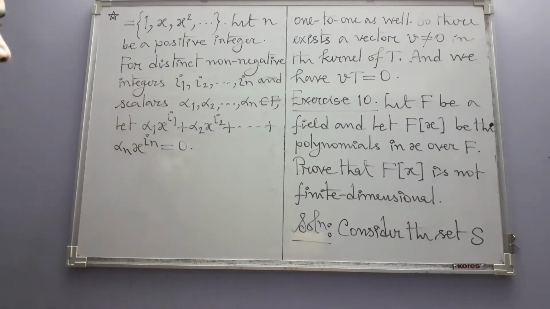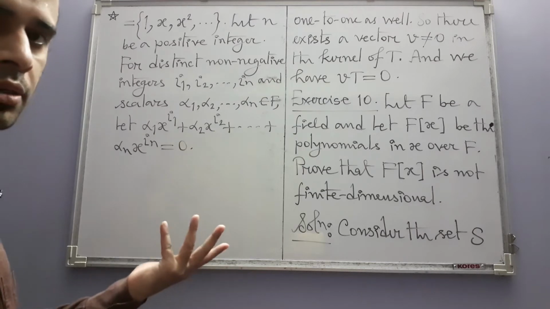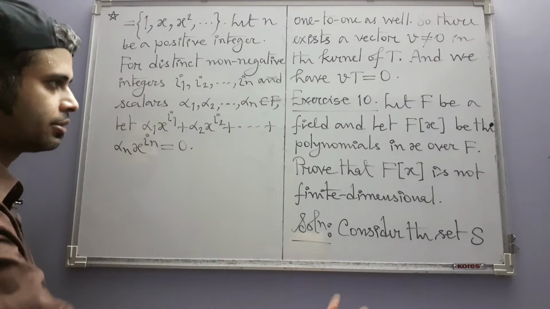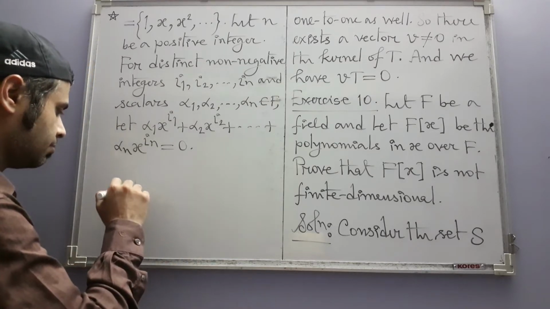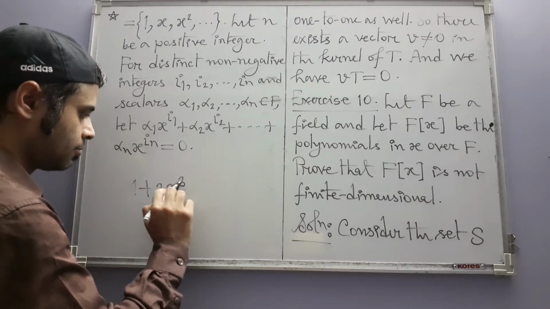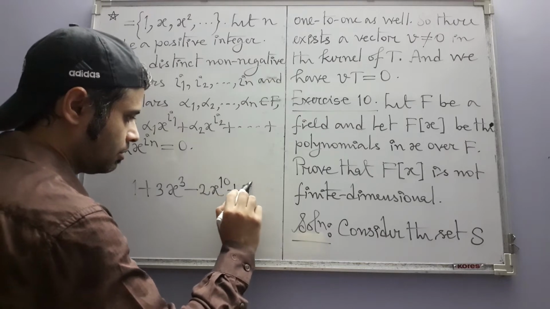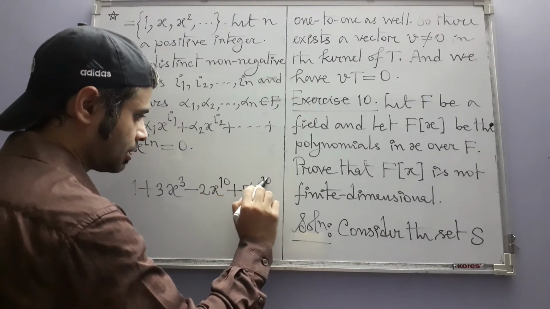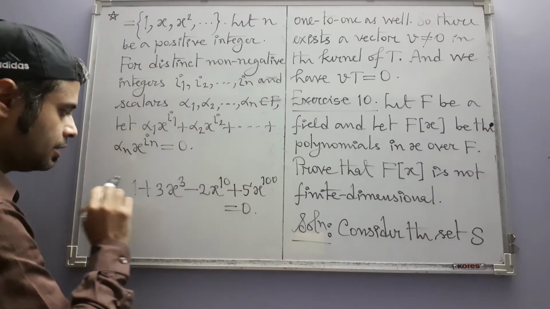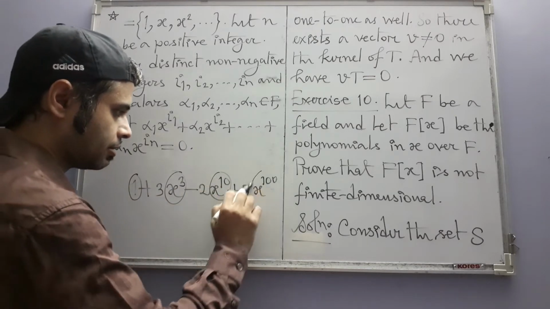Now look at this expression. The left hand side is simply a polynomial in x, where these monomials are in fact distinct terms. It's like writing a polynomial like this: 1 plus 3x cubed minus 2x to the power 10 plus, say, 5x to the power 100 equal to 0. These monomials, one of them is 1, the other is x cubed, x to the power 10, x to the power 100.